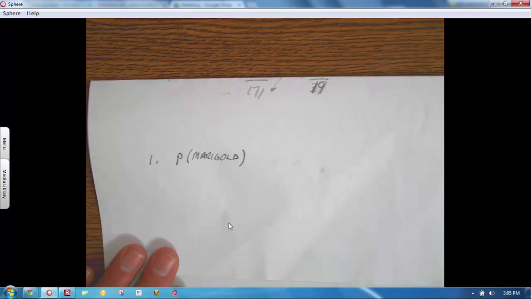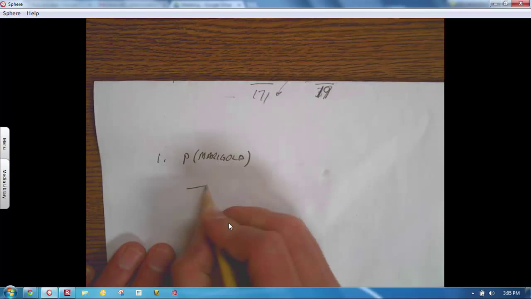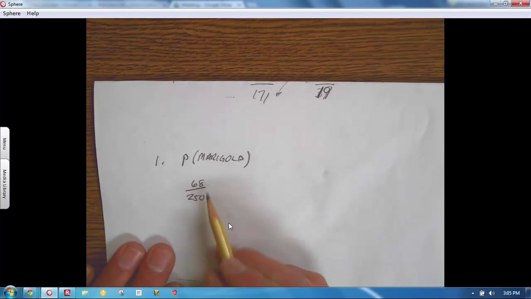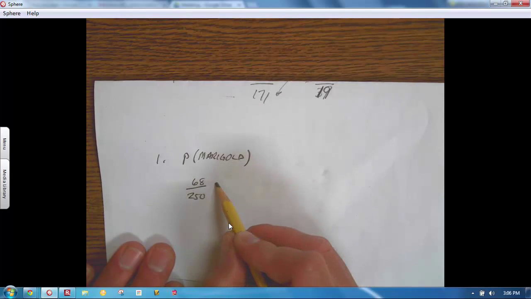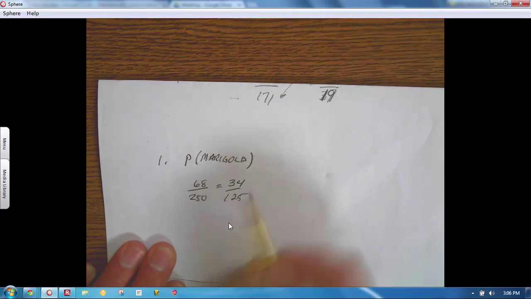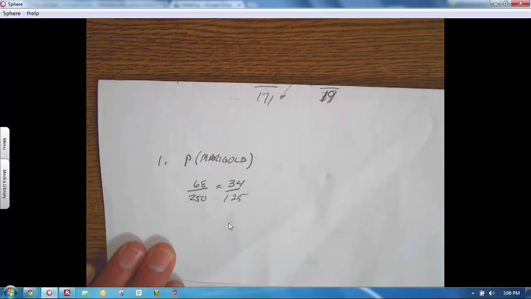When we have all the information that's above, it says to write it as a fraction, a decimal, and a percent. Okay, so the first thing we need to know is that there are 250 seeds in the bag. And if we read the directions, it tells us that 68 of them are marigolds. Okay, so we can actually divide both of these numbers by 2 in order to reduce them. So we get 34 over 125 for our lowest terms fraction.